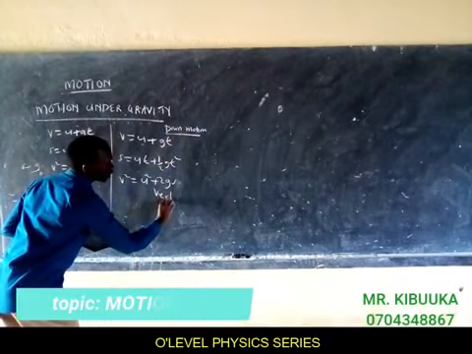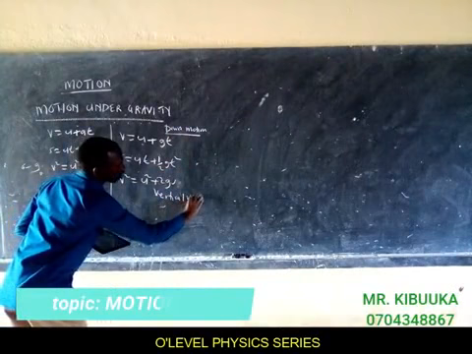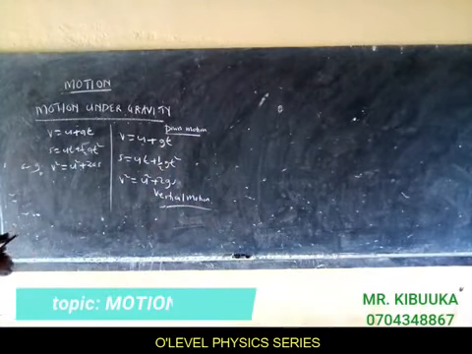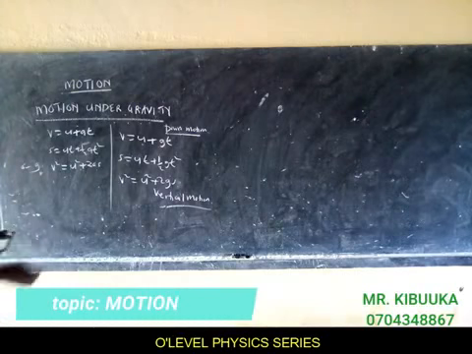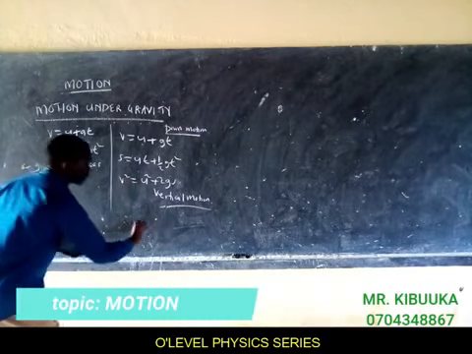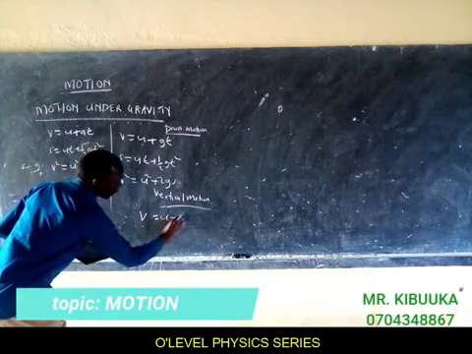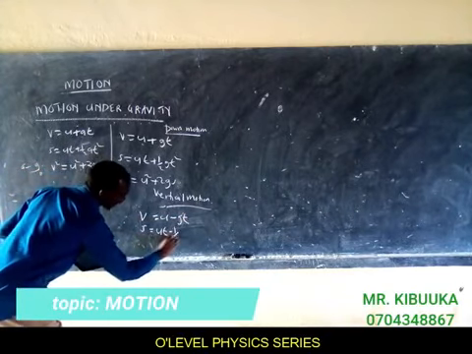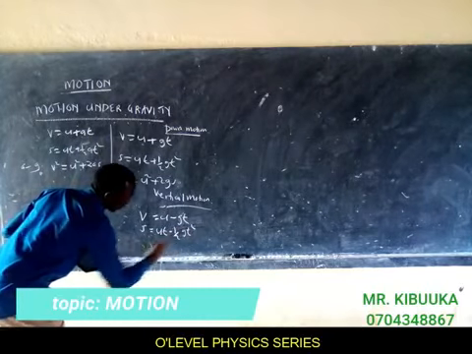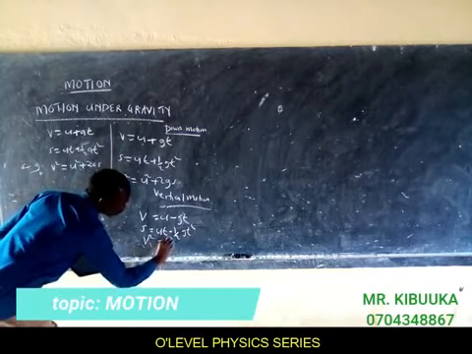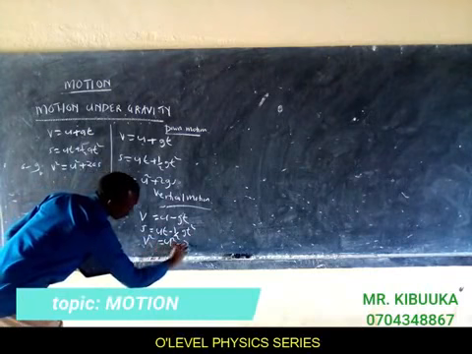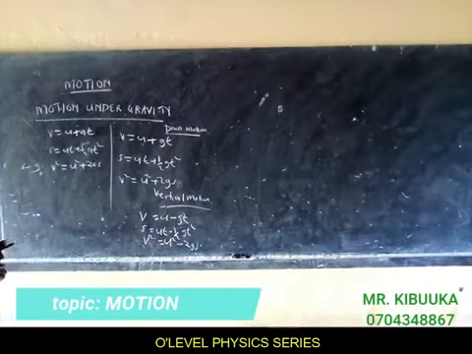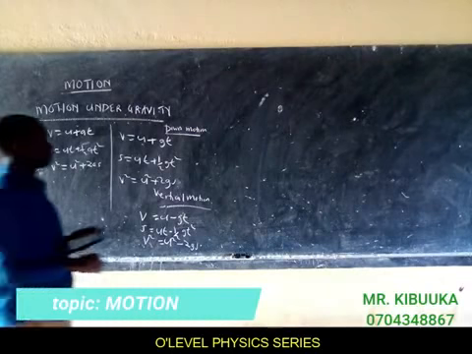However, for vertical upward motion, this G is negative. Why negative? The body is moving against gravity. And thus we have the equations as V equals U minus GT, H equals UT minus a half GT squared, and V squared equals U squared minus 2GS. Let us see examples on the same.